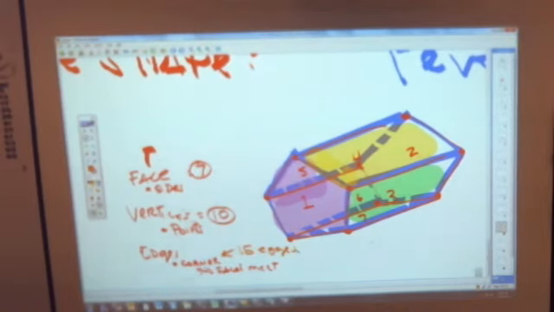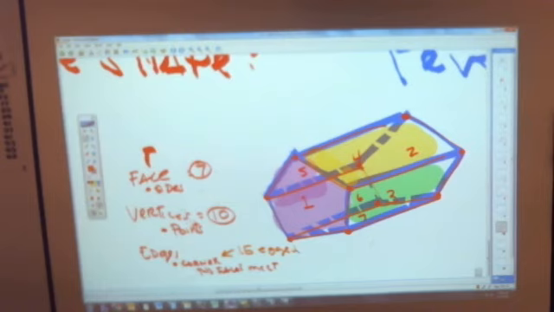You've got this face, that's 2, and then how many faces surround it? 6 more. So this has 8 faces. How many vertices? 1, 2, 3, 4, 5, 6 here, and 1, 2, 3, 4, 5, 6 there. How many edges? 1, 2, 3, 4, 5, 6 here, 6 there, and then the 6 that go around the outside, 18.